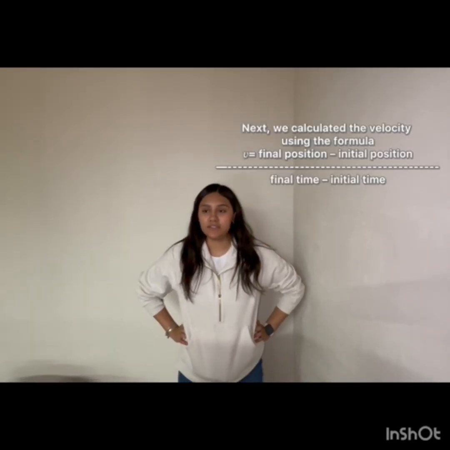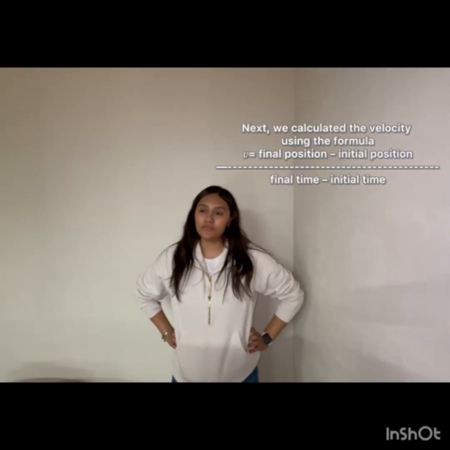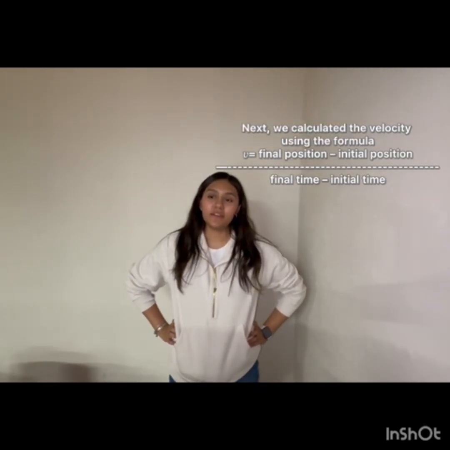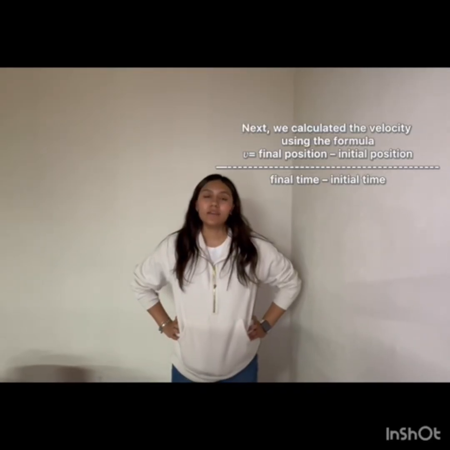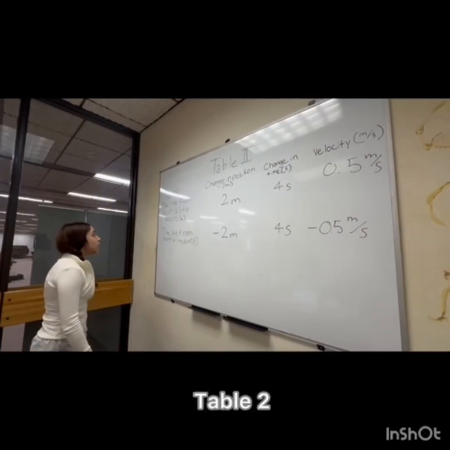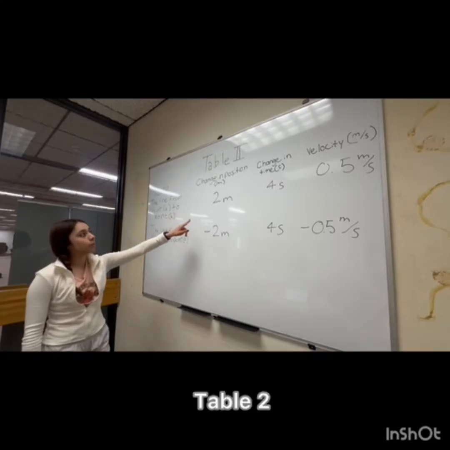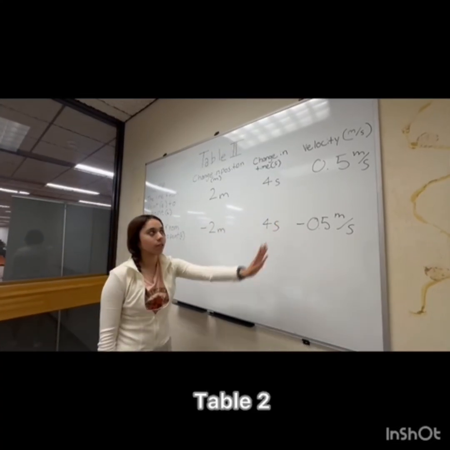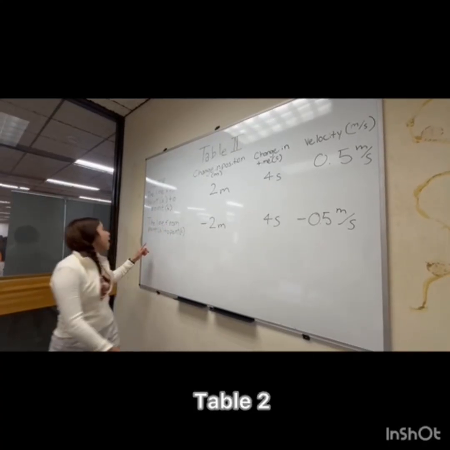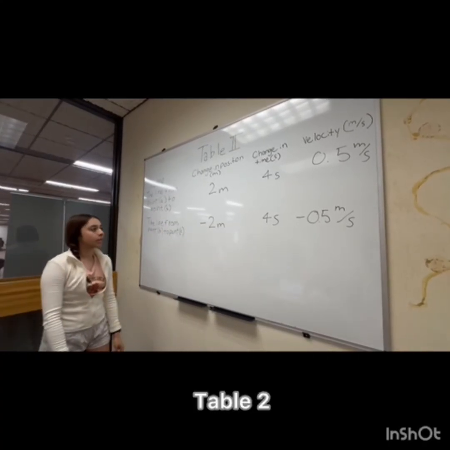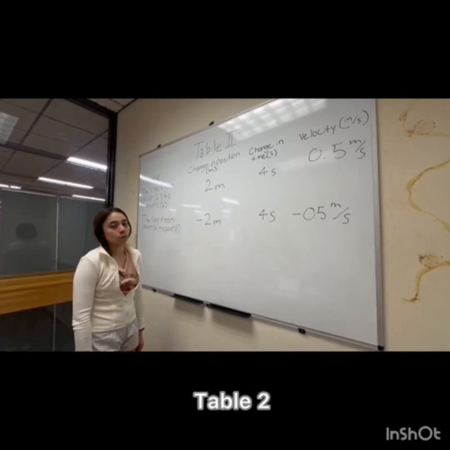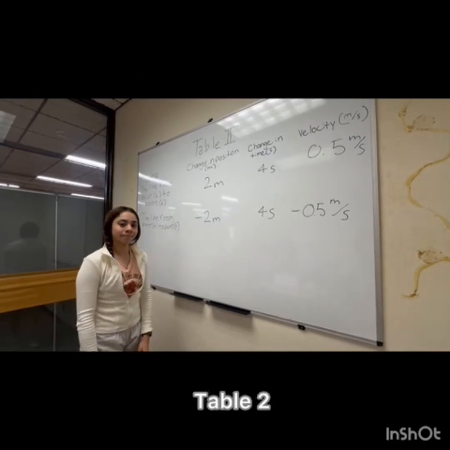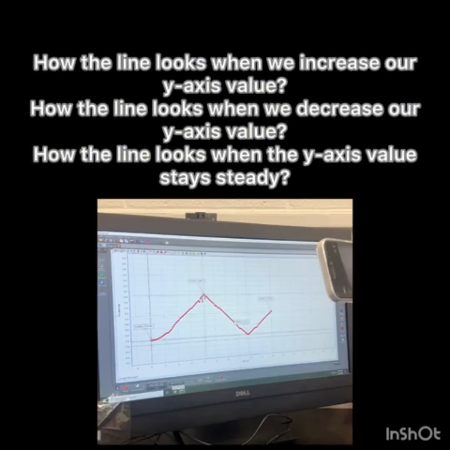Data processes and analysis. Next, we calculated the velocity using the formula v is equal to final position minus initial position divided by final time minus initial time. So for the second table, from point A to point B, the change in position is 2 meters, time is 4 seconds, and velocity is 0.5 meters per second. And from point B to point C, it is -2 meters, change in time 4 seconds, and velocity -0.5 meters per second. So now it's time to answer these 3 questions.